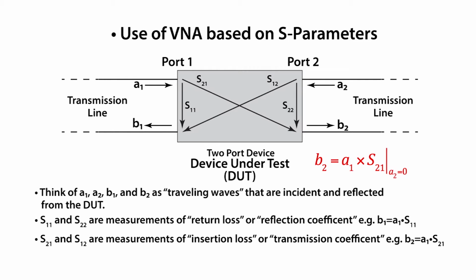S21 represents how much of the incident wave A1 is transmitted from port 1 to port 2 as B2. Likewise, S12 represents how much of the incident wave A2 is transmitted from port 2 to port 1 as B1. So, the wave B1 is comprised of 2 parts: that part which is reflected from the incident wave A1 through the reflection coefficient S11, and the amount transmitted from port 2 to port 1 from the incident wave A2 as measured by the S parameter S12.